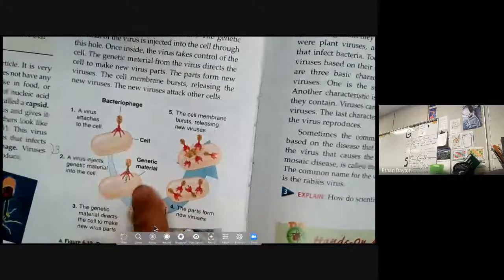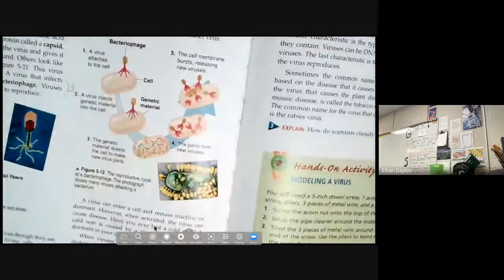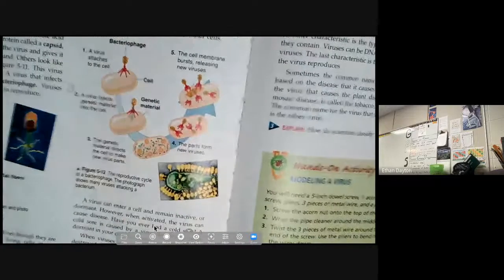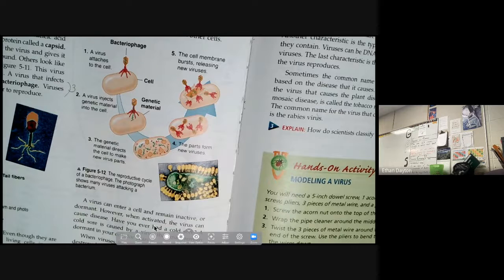All right, the virus injects its material. That genetic material says, here's directions to make more viruses. And you see all those new viruses inside a cell. Eventually, that cell becomes so loaded with viruses that the cell membrane bursts and releases all those viruses into wherever it is. Okay, and those all contain instructions to make more.